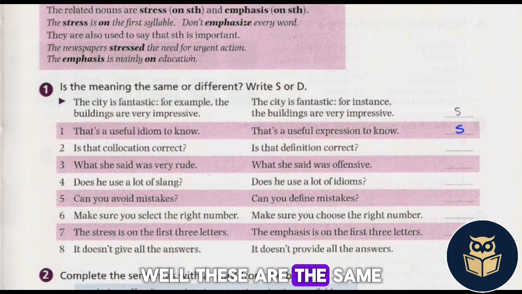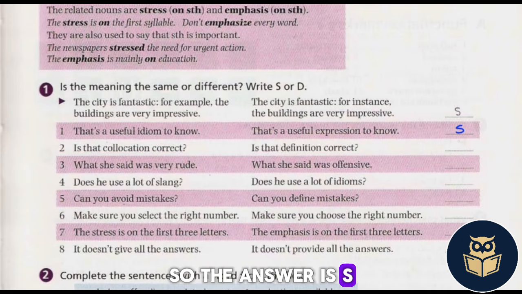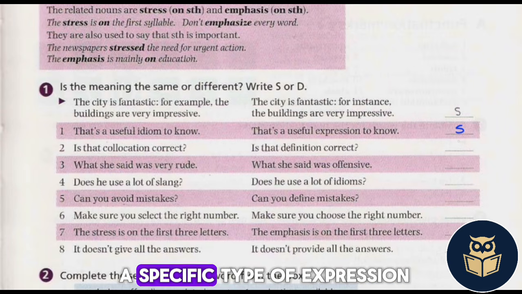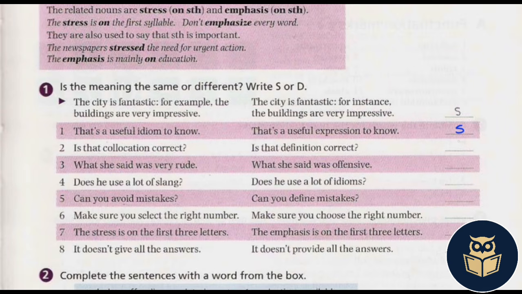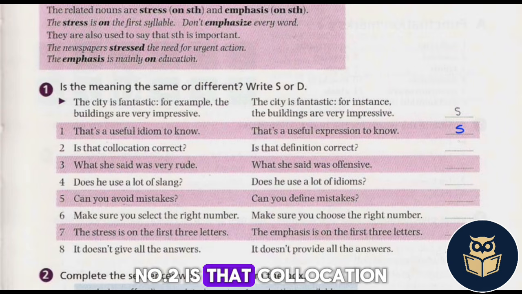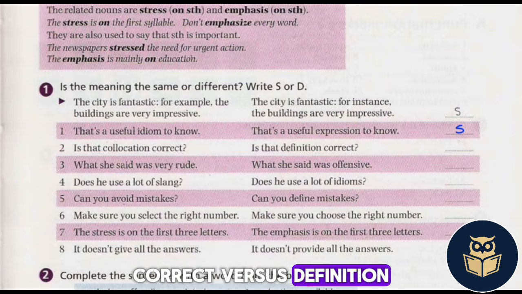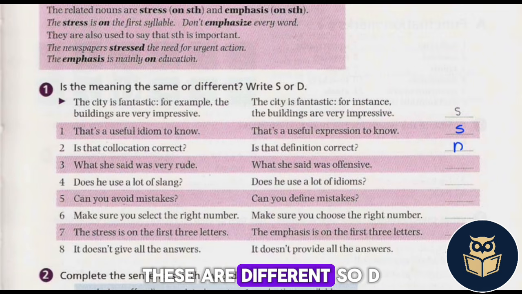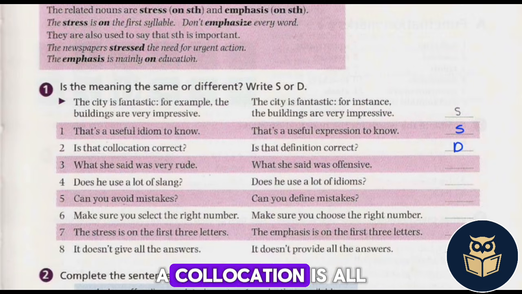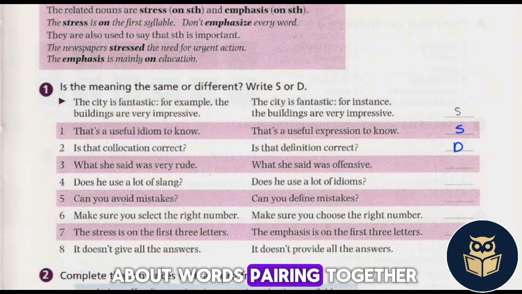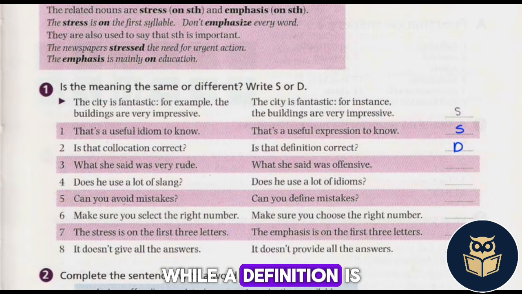Well, these are the same, so the answer is S. An idiom is just a specific type of expression. Number 2, is that collocation correct versus definition? These are different, so D. A collocation is all about words pairing together, while a definition is just the meaning of the word.